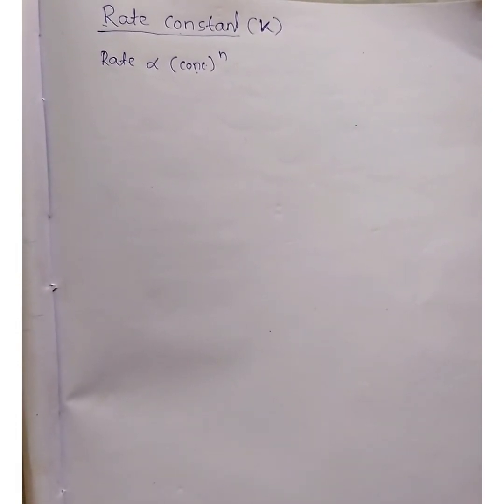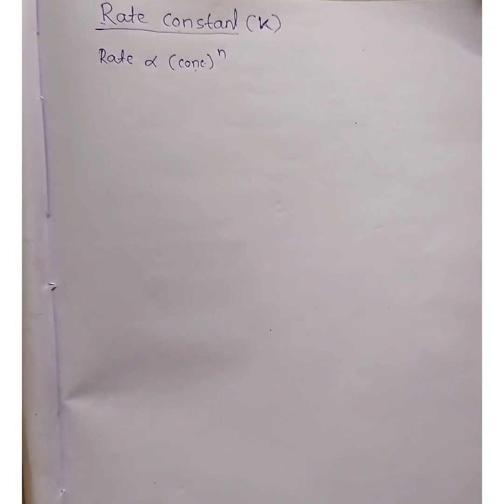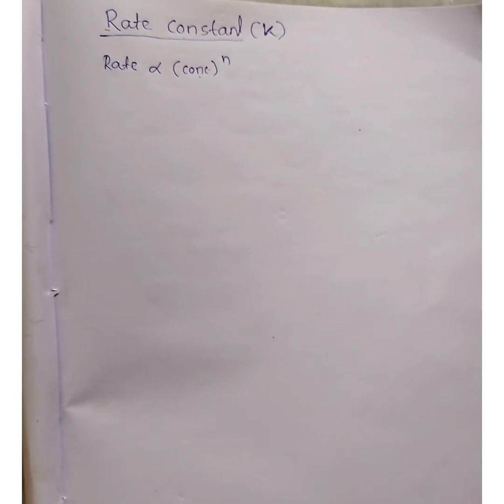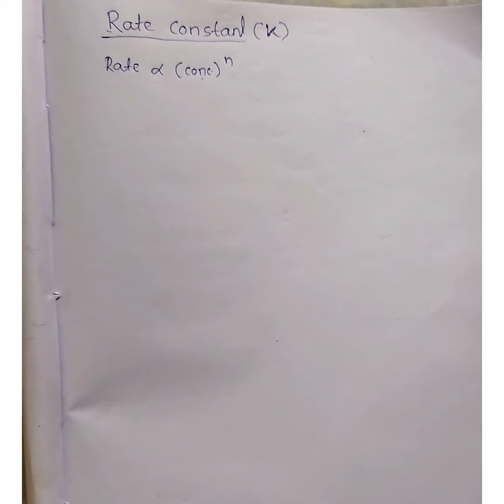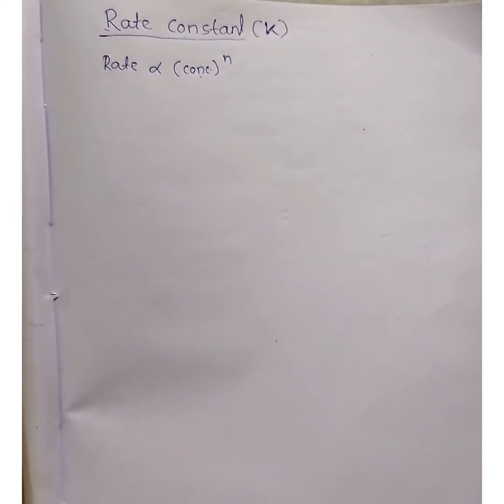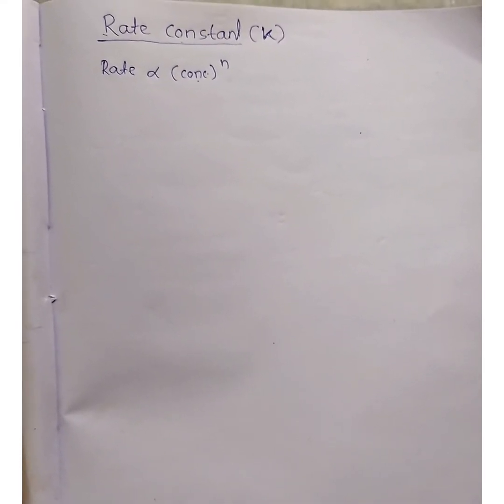Today we will discuss the chapter Chemical Kinetics. In the last class we have studied the order of the reaction, and today we define the rate constant. And how can we easily understand the rate constant K?